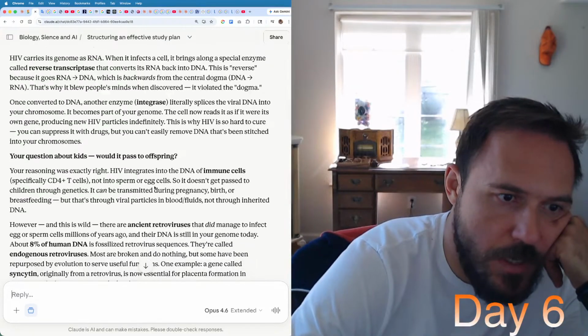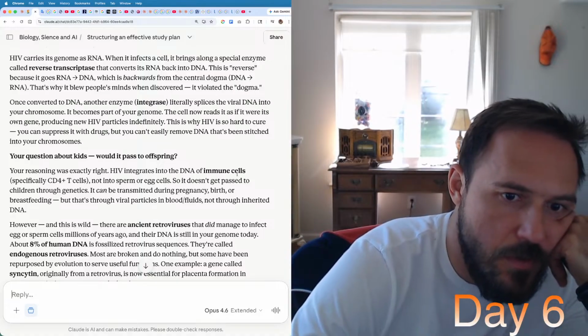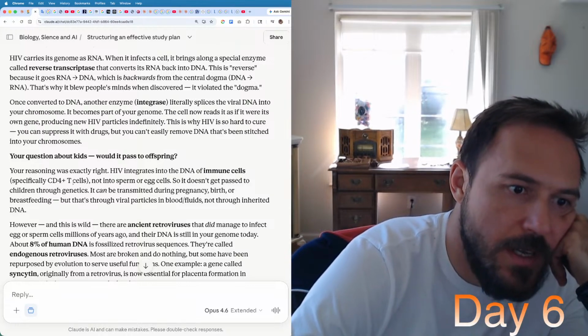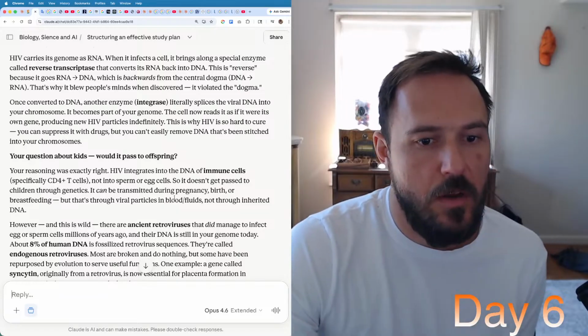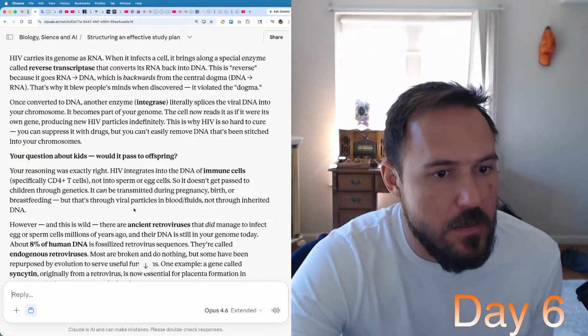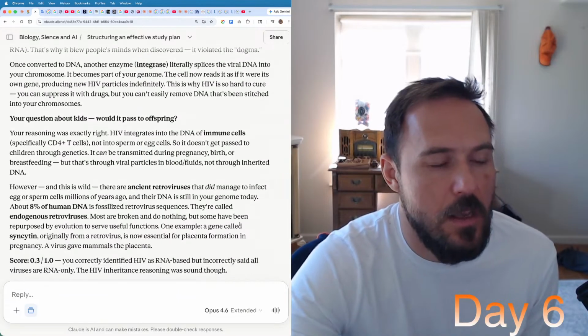Your question about whether it would pass over: your reasoning was exactly right. HIV integrates into the DNA of immune cells, specifically CD4 T cells, not into sperm or egg cells. So it doesn't get passed to children through genetics. It can be transmitted during pregnancy, birth, or breastfeeding, but that's through viral particles and bodily fluids, not through the inherited DNA.